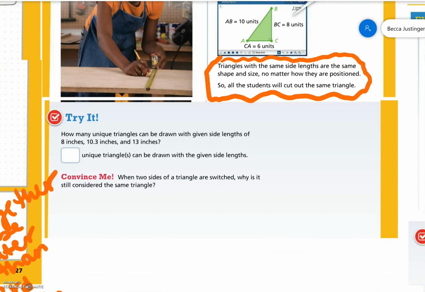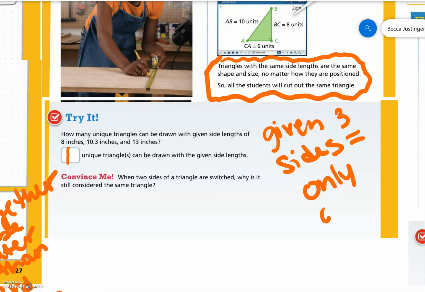How many unique triangles can be drawn with given side lengths of 8 inches, 10.3 inches, and 13 inches? Only one unique triangle can be drawn with the given side lengths. They give you all 3 side lengths, so given 3 side lengths, there is only one triangle.